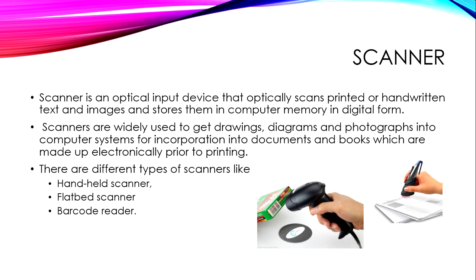Flatbed scanners. With these types of scanners, the image is placed face down on the glass and a cover is lowered over it to exclude light. The camera moves across the glass pane, reading the entire area.